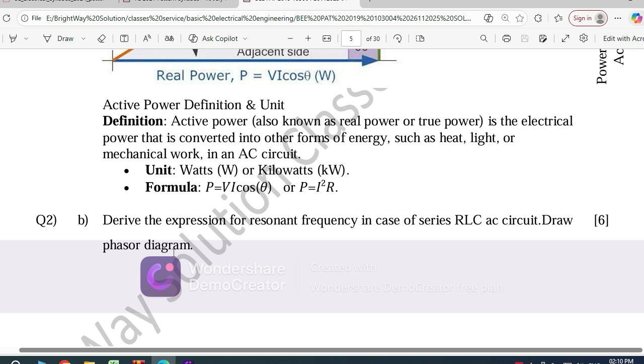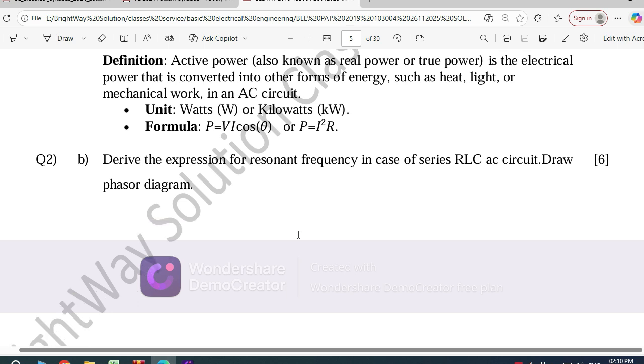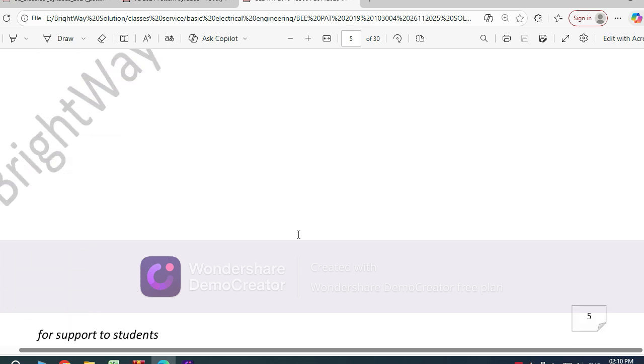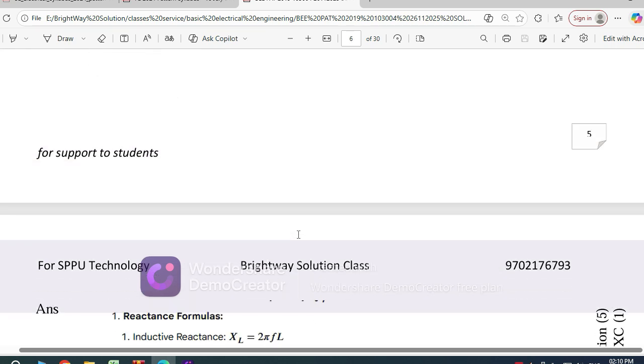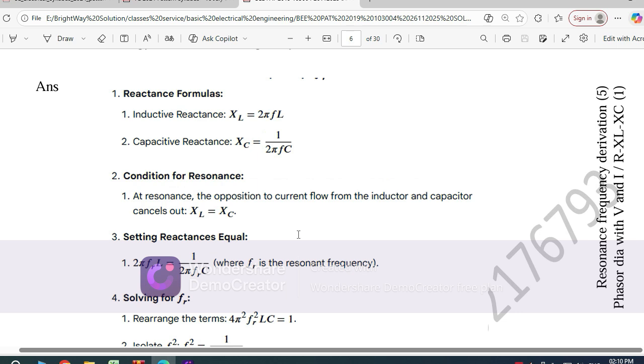Now question number 2b. Write the expression for resonance frequency in the case of a series RLC AC circuit, and draw the figure diagram. This question is for 6 marks. Okay, so let us see this. It is just the formula. This is the RLC parameter; there is one experiment for the RLC resonance component.